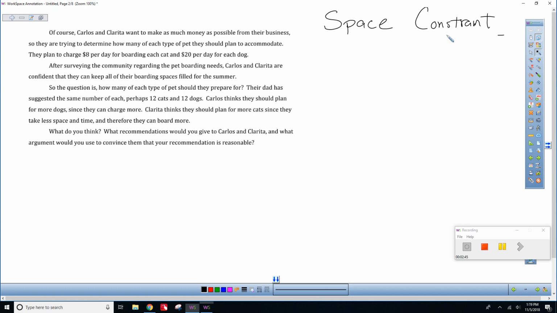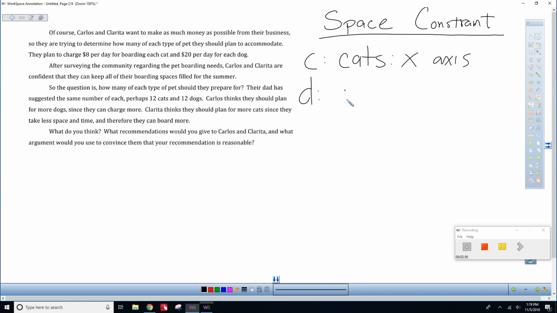For the rest of this chapter, we're going to let C be cats. That's going to be our x-axis. And we're going to let D be dogs. That's going to be our y-axis. Just remember, it's going to be alphabetical for the entire chapter.